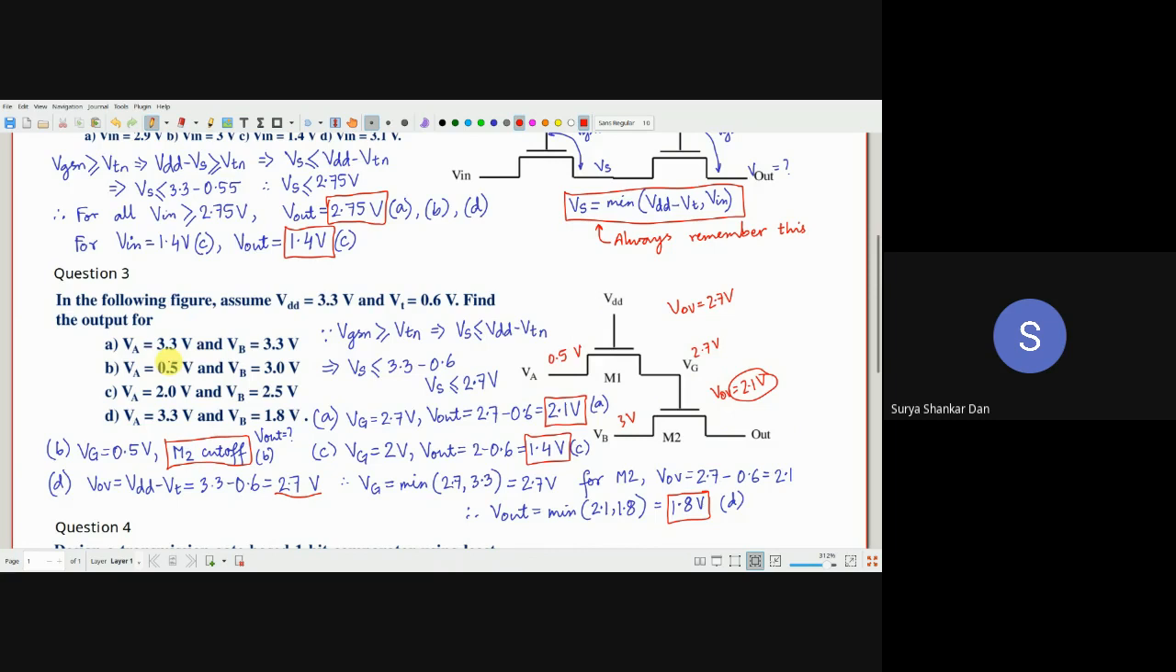VA is 0.5 and VOV is 2.7. So what is the value of VG? Minimum of VOV and the input. क्या होगा? 0.5 होगा, right? So अगर ये VG 0.5 है, then what will be the VOV? Notice VT कितना है? 0.6. So VG is 0.5, VT is 0.6. That means this M2 is sub-threshold या फिर cut off. So M2 is cut off.